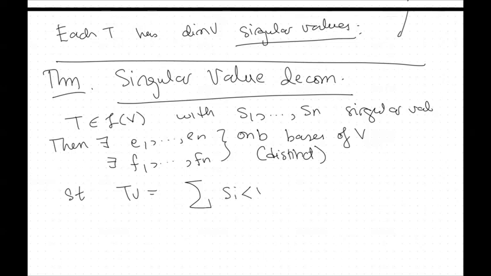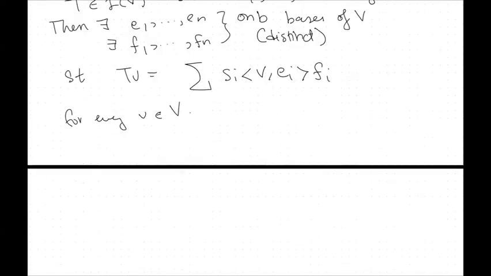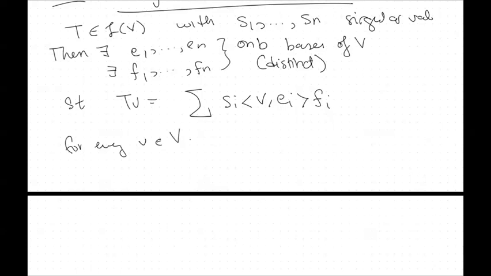sum of s_i ⟨v, e_i⟩ f_i. You can think of it as getting the e_i coordinate of v and then scaling it by the singular value, for every v in the vector space. So let's prove this.